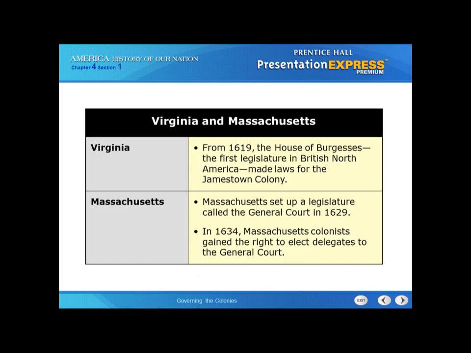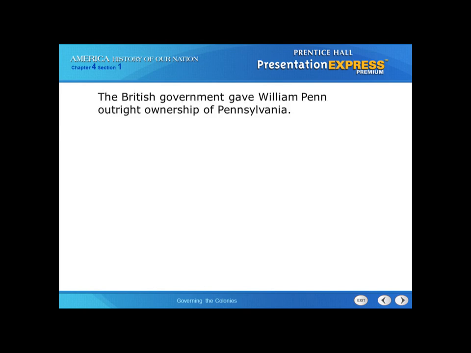Virginia and Massachusetts. As I just said earlier, Virginia had the House of Burgesses. Massachusetts had its General Court. Think of the Puritans. These were elected. So these people took these English traditions and brought them over to the New World.